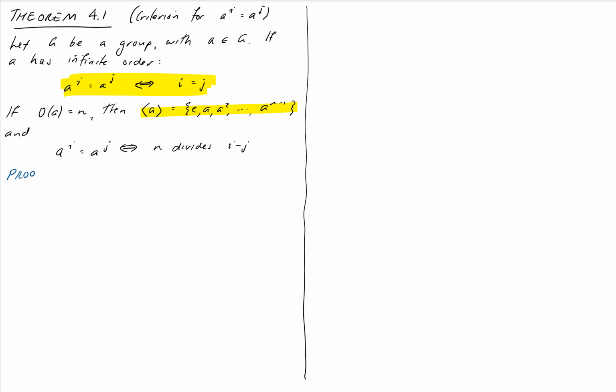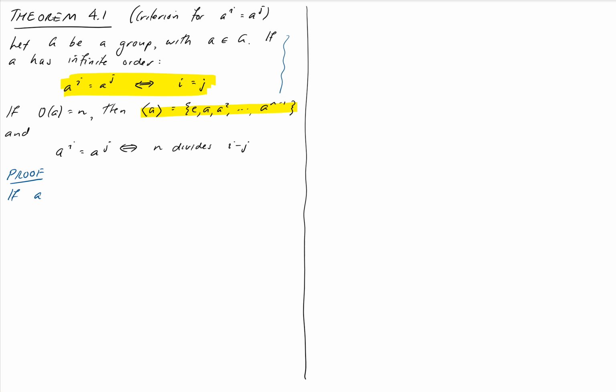So we're going to have to attack the different pieces separately. The first piece is we've got a group with an element A of infinite order. So we're going to look at this bit first. Okay, so A having infinite order, what does that mean?